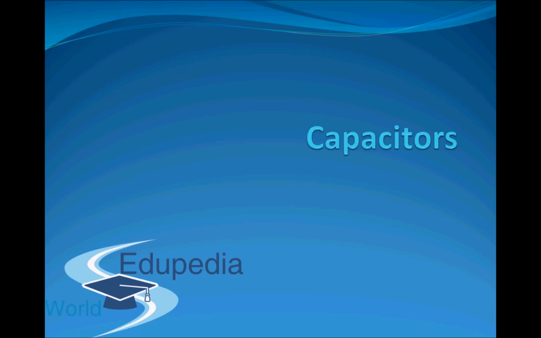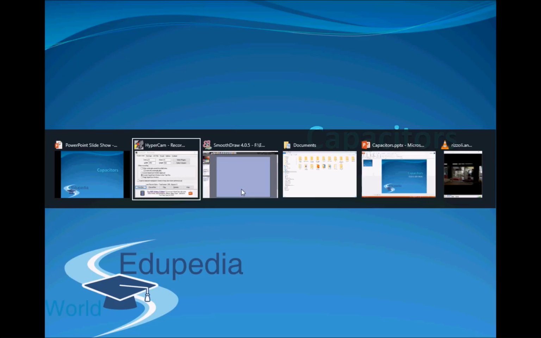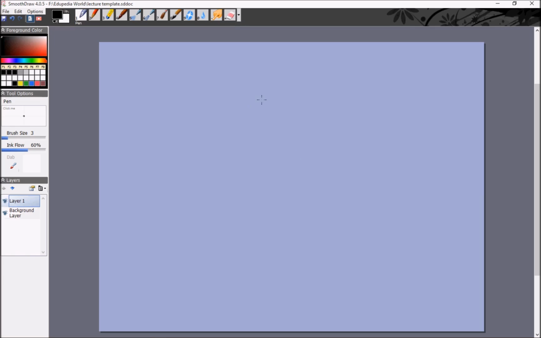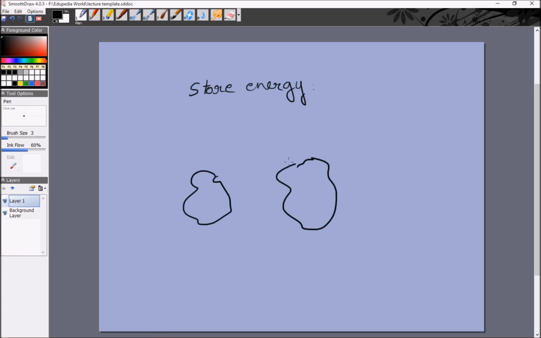In this video we'll start a new topic called capacitors. Capacitors are a device that is used in electronic circuits mainly to store energy. So the generic form of a capacitor would be two conductors of random shapes given equal and opposite charges. So if the first conductor is given a charge of plus Q, then the second conductor is given a charge of minus Q.